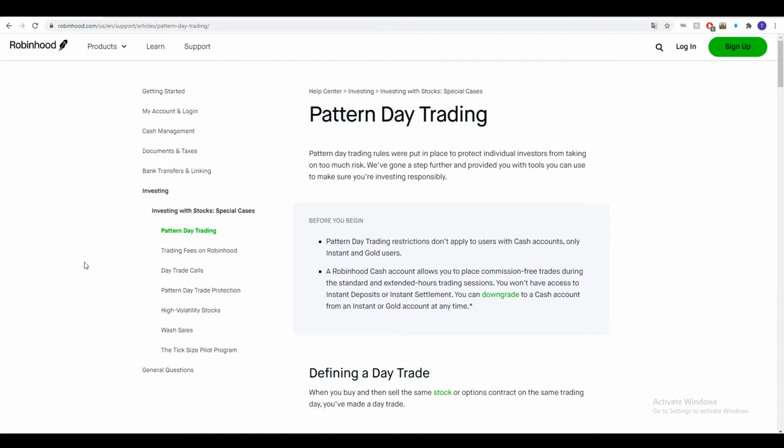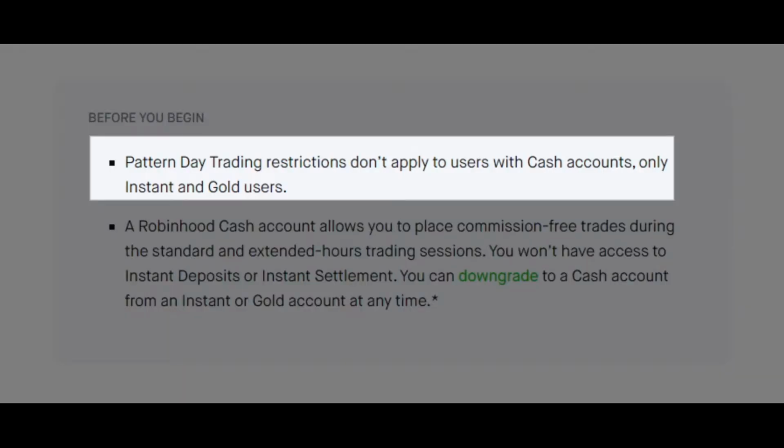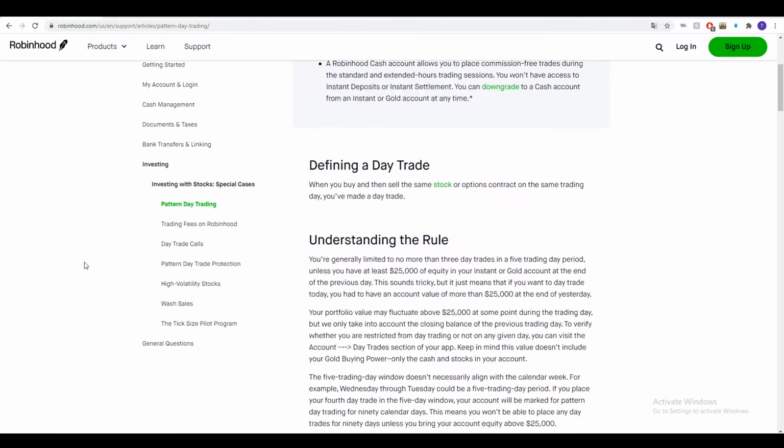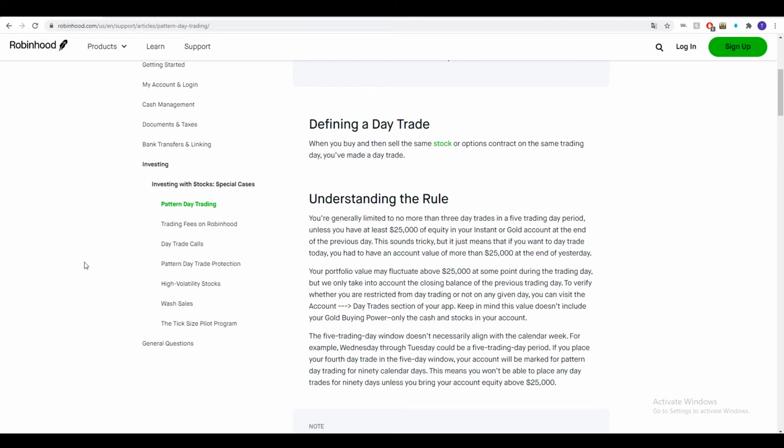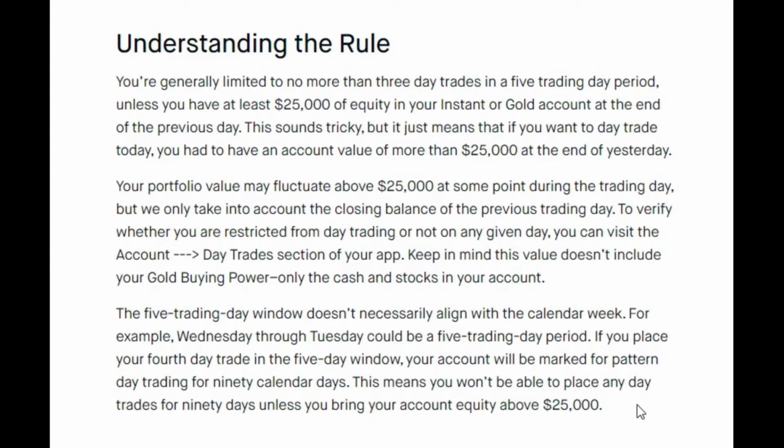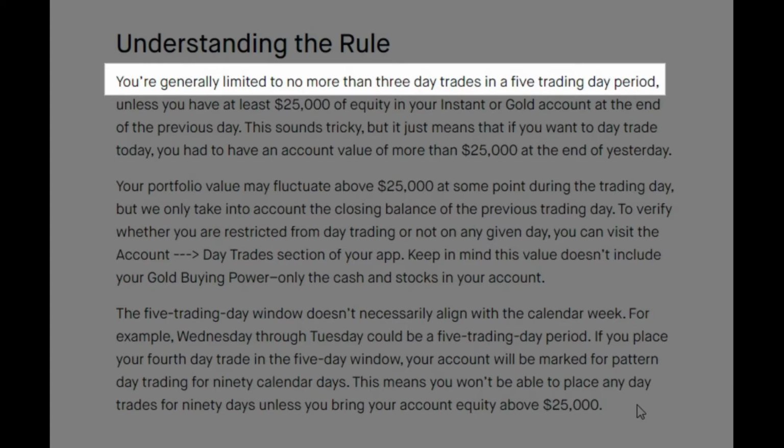Let me explain the day trade limit. If the account type is Robinhood Instant or Robinhood Gold, then you have a margin account. Buying and selling in a margin account will always be instantly settled. So the Securities and Exchange Commission, which is known as the SEC, has a regulation on how many times an account can day trade. People usually cannot day trade more than 3 times in a 5 trading day period.